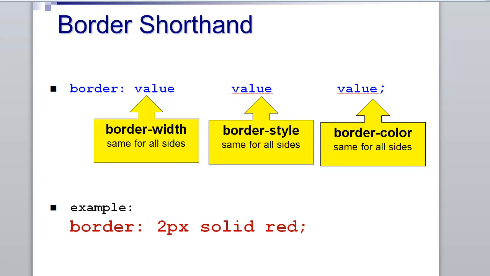Now we have a shorthand that allows us to set the width and style and color for the border. The only drawback is that these properties will be the same for all 4 sides, and they have to go in this order: the width, the style, and the color.